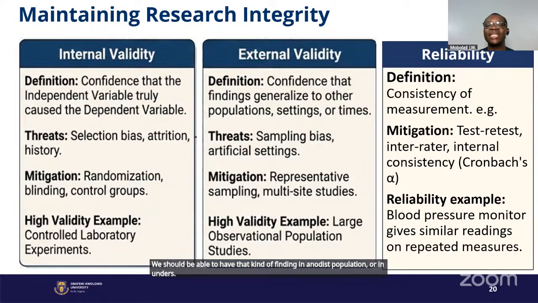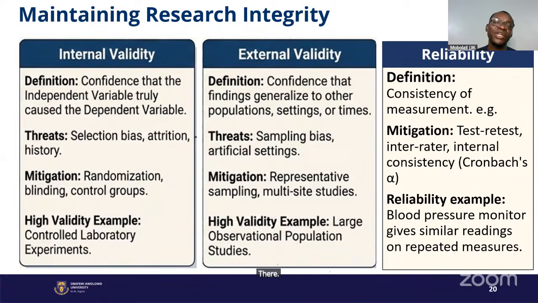If it cannot be generalized, then there might be some methodological issues. Maybe method varies, maybe some situations or some variables were not controlled for. So external validity is very important. And for us to establish that, we must always ensure representative sampling, or you do multi-site studies. And then reliability as well.